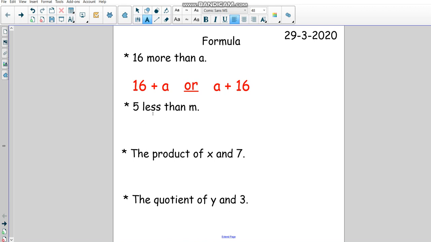5 is less than M. The 5 is less than M, not the opposite. That's why my answer must be M minus 5. And this is my final answer of this expression, as 5 is less than M, not M less than 5.